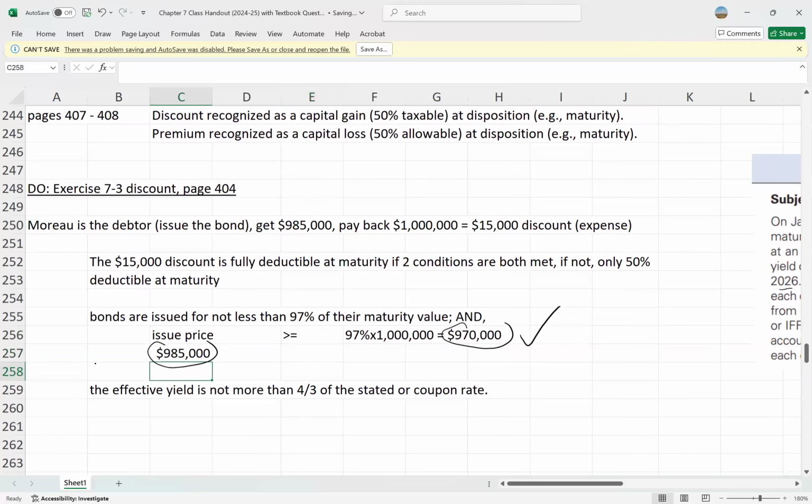And then the second condition, the effective yield. They give us the effective yield. The effective yield is 4.57%. So it takes into account the discount, and it is not more than, so another way of thinking about that is that it must be less than or equal to 4/3 times the stated rate, which is 4%. So 4/3 of 4%.